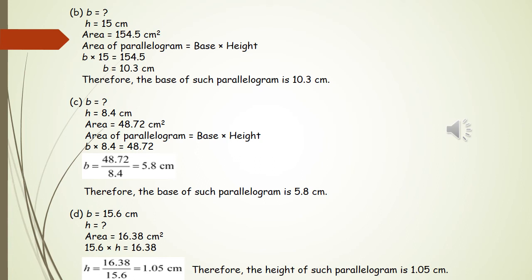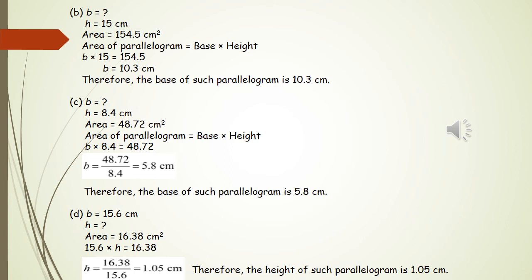Next sum is similar to the previous sum. Here two values are provided: height 8.4 centimeter and area is 48.72 centimeter square. Both are given in decimal. So when we are dividing 48.72 by 8.4 to find out the value of base, we have to do decimal division. You have already done that. You can multiply both numerator and denominator with 100 and then you can reduce it. The final answer of base is coming 5.8 centimeter.